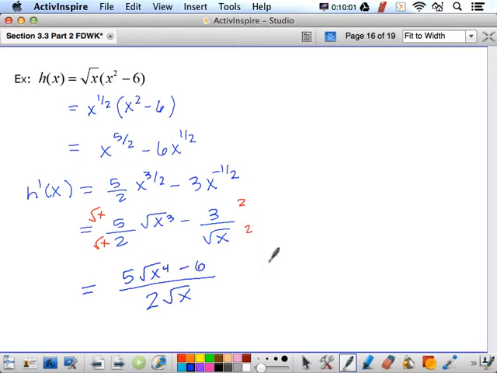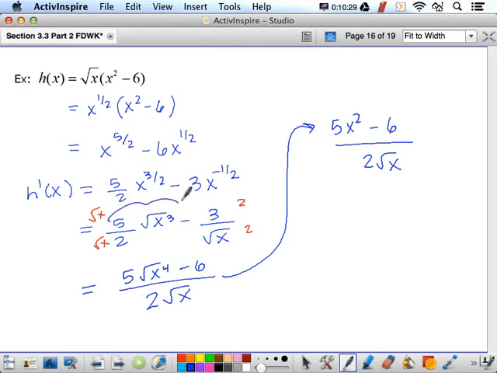minus 6 over 2 square roots of x. To clean that up as far as we can, the square root of x to the 4th is just x squared, so we have 5x squared minus 6 all over 2 square roots of x as our final derivative. Notice again that when you get common denominators, most of the radicals disappear from the top and just show up in the bottom. So it actually ends up making it a little bit prettier than if we had stopped, say, here.